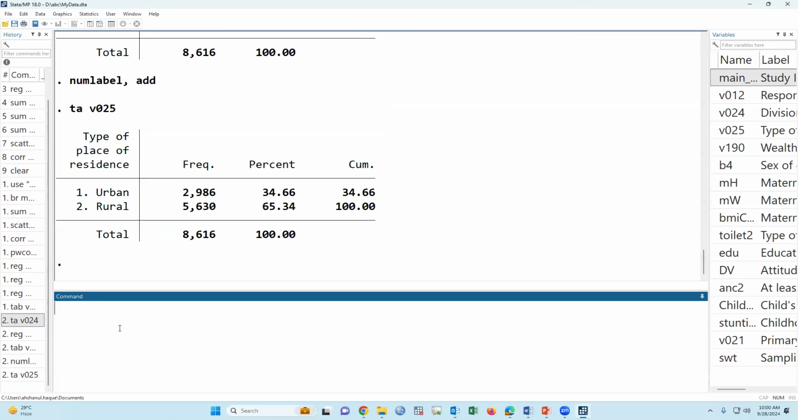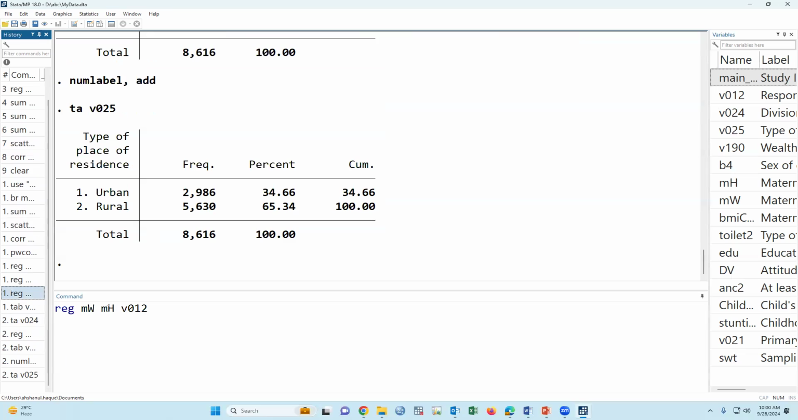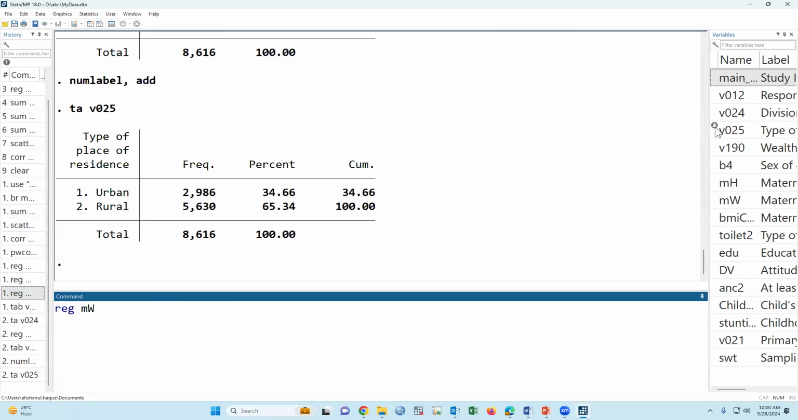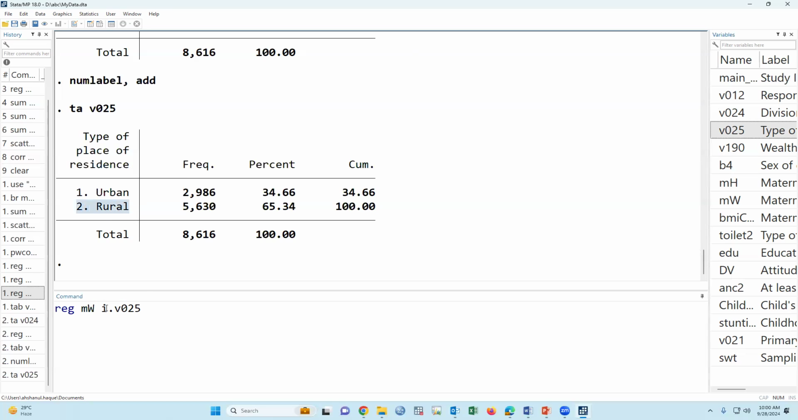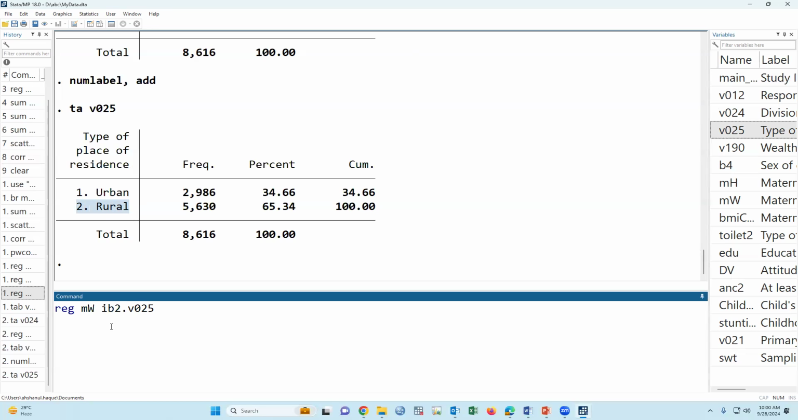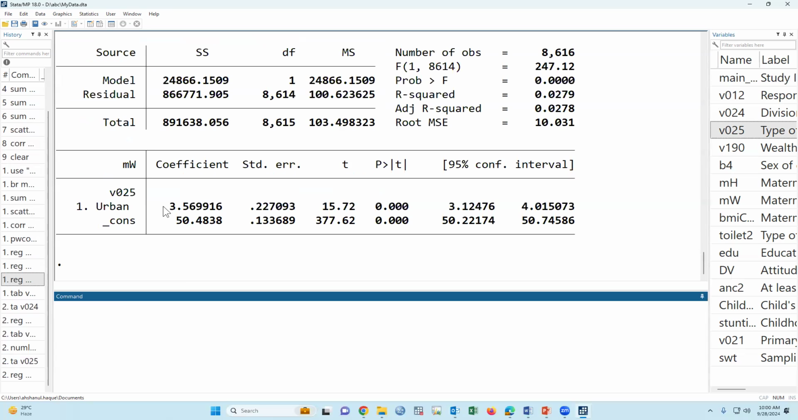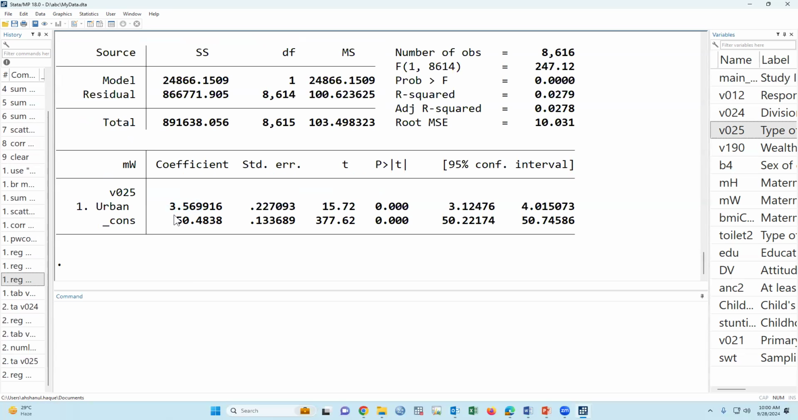So for regression analysis, when the variable is a category or qualitative, then we have to choose a reference variable. If I type i dot, then the lower value will be the reference, but our interest is to make rural the reference. Then we have to type ib2, just ib2. ib2 means 2 is the reference. Then what is the interpretation of this value?